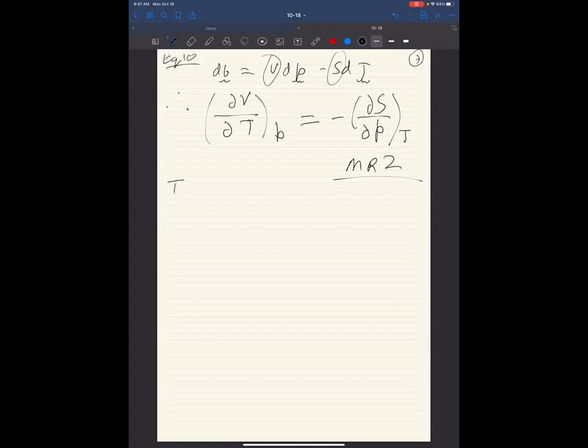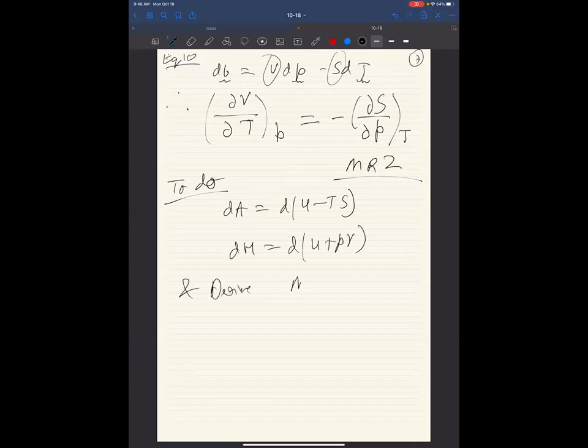So when you go home today, I want you to look at dA, which is d of U minus TS. And I want you to look at dH, which is d of U plus PV, and derive Maxwell relation 3 and Maxwell relation 4. Do it on your own. I will do it in the class, but I really, really sincerely beg you to do this on your own. There is no point at all in copying it from the board if you don't do it on your own. Please do it on your own.